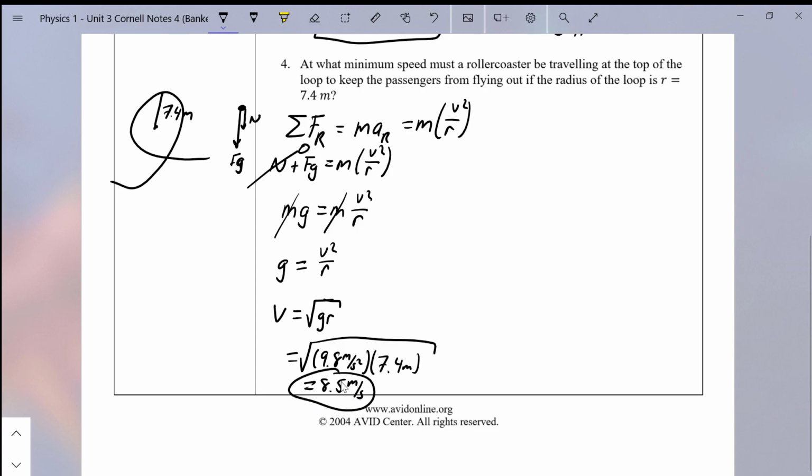So if your velocity is just ever so slightly greater than 8.5 meters per second, you will follow a circular path.